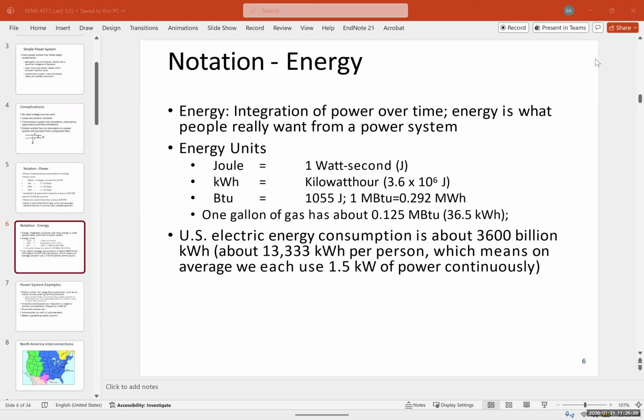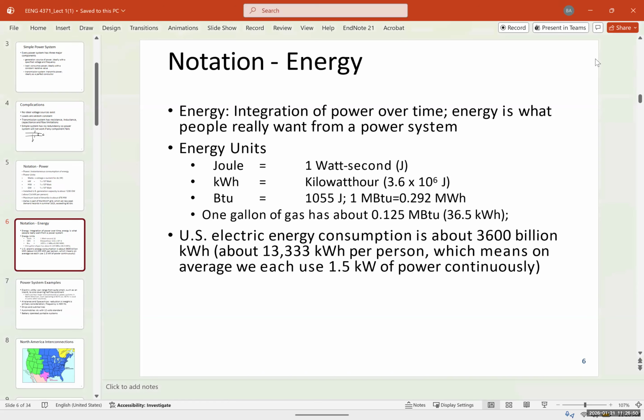US electric energy consumption is about 3,600 billion kilowatt hours, or about 13,000 kilowatt hours per person, which means on average we each use 1.5 kilowatts of power continuously. So this means 24 hours a day, this is an average that we are using.